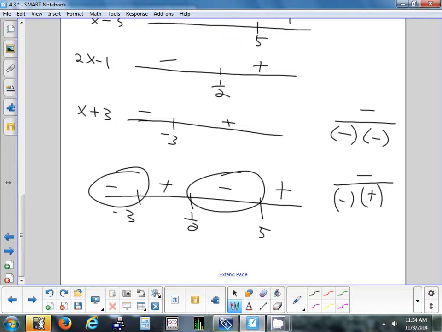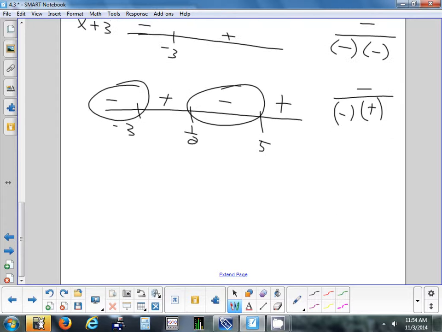Yeah, Brielle? I was going to ask why you're dividing it to infinity. Okay, so the answer to the problem is anything from negative infinity up to negative 3. And you could also go from negative 1/2 up to 5.